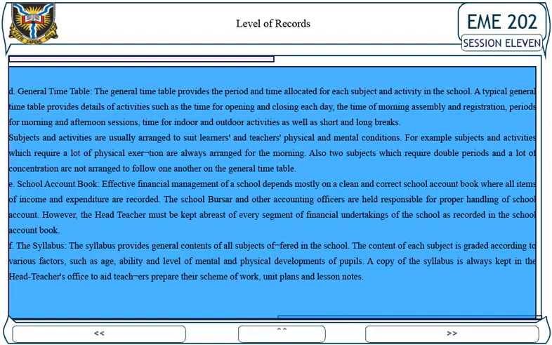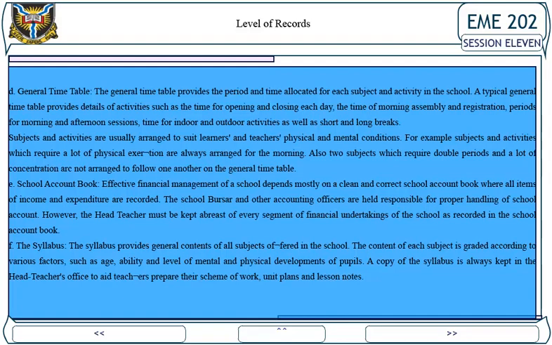A typical general timetable provides details of activities, such as the time for opening and closing each day, the time of morning assembly and registration, periods for morning and afternoon sessions, time for indoor and outdoor activities, as well as short and long breaks.